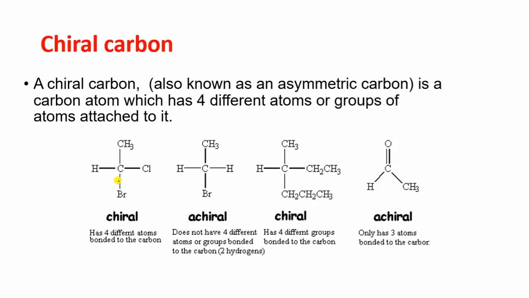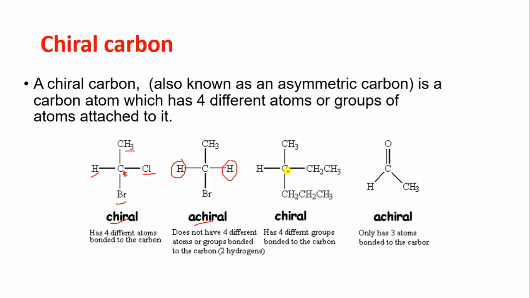In this example, this carbon is a chiral carbon. Why? Because this carbon has four different groups. Here are hydrogen, bromine, chlorine and a methyl group. So it has four different atoms or groups, so it is chiral. But in this example, it is not chiral, it is achiral, because it has similar groups, hydrogen and hydrogen. So it is achiral.